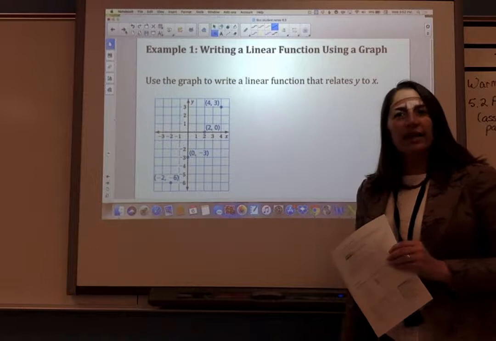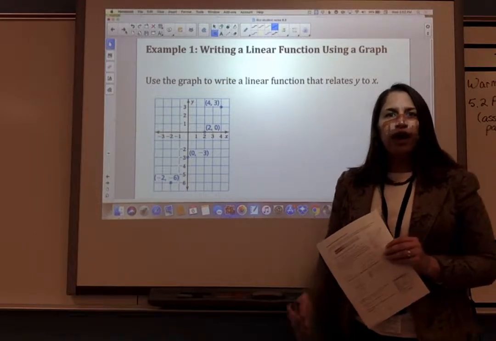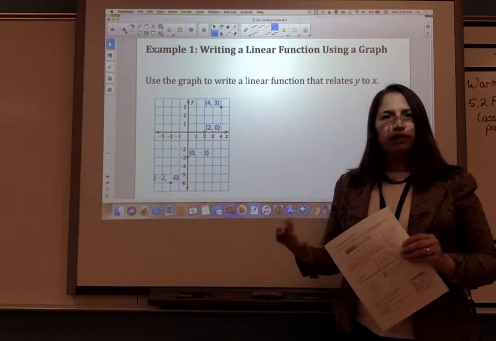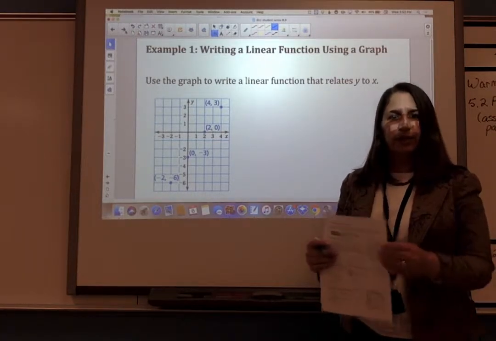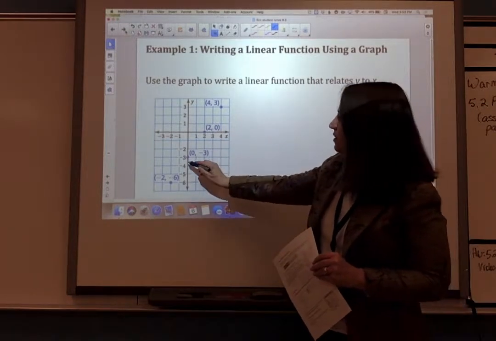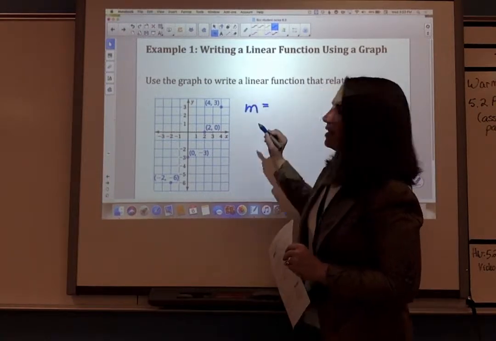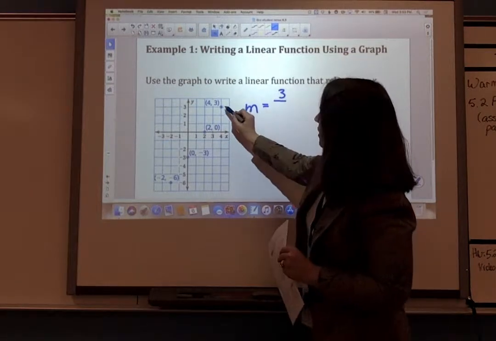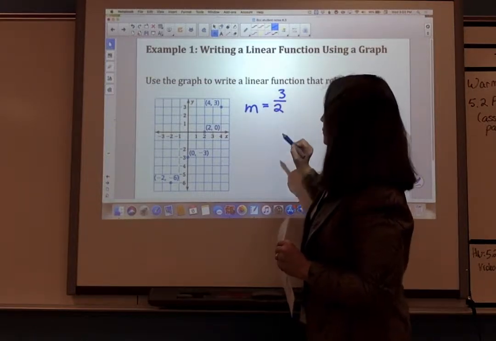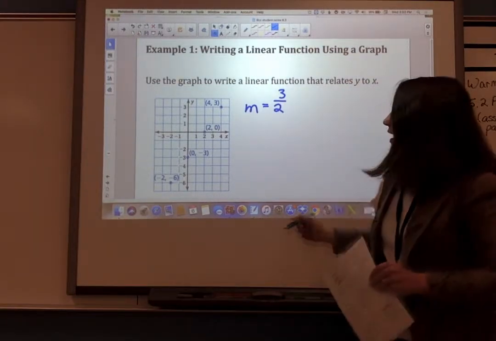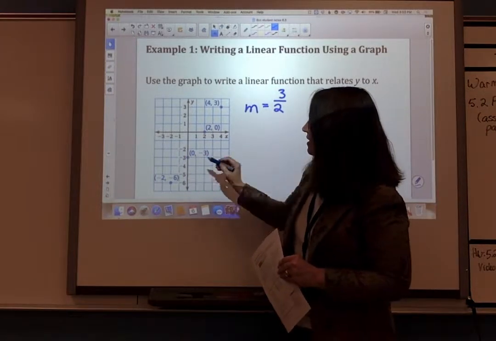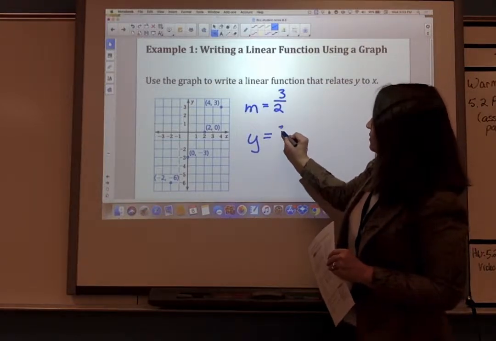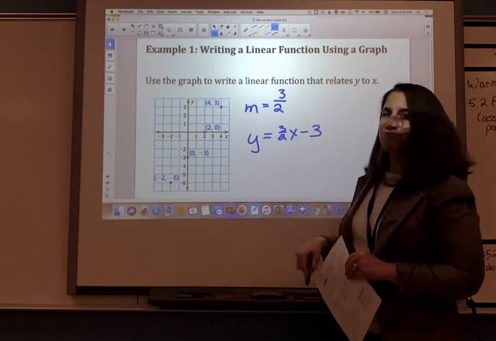All right, so writing a linear function using a graph. We've done a lot of writing equations for a line. This is going to seem exactly the same since we're writing linear functions. We're going to find the slope. We can choose any 2 points. Let's choose these two. 3 minus 0 is 3, and 4 minus 2 is 2. So our slope is 3/2, and our y-intercept is at -3. So our linear function will be y equals 3/2 x minus 3.